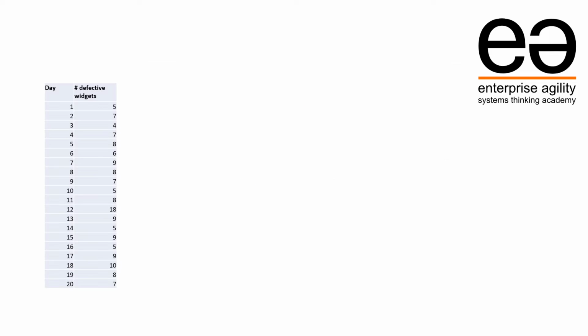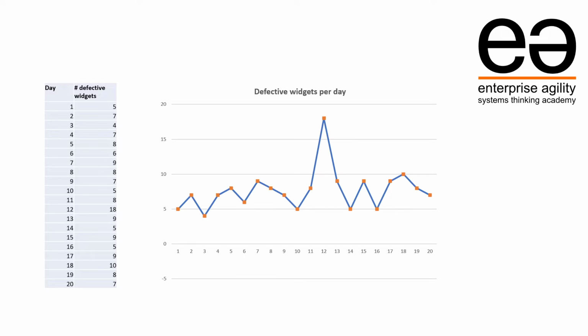Here you see the data in a table, and here you see the same data plotted in a time series chart. Let's take a moment to absorb what the data is telling us visually. We have a run of data representing 20 days worth of defects. Across those 20 days there is variation between the number of defects produced on any given day, with a spike on day 12 of 18 defects.